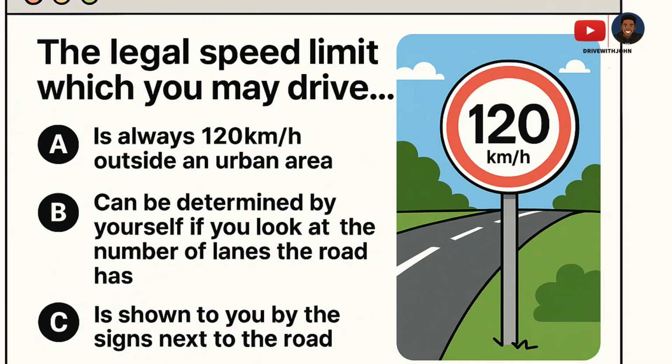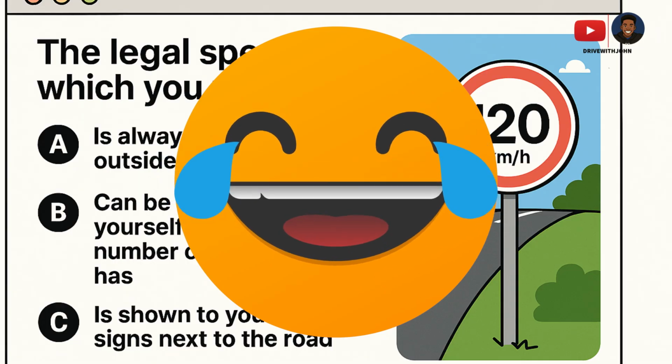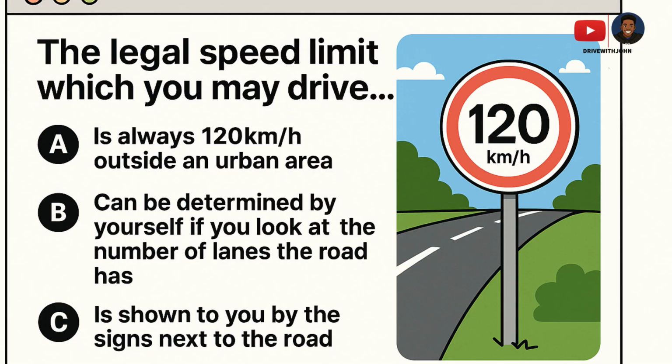Okay, let's go. Question number 10, the legal speed limit which you may drive. Okay, we spoke about this before in the previous question. Okay, is it option A, is always 120 kilometers an hour outside an urban area? Is it option B, can be determined by yourself if you look at the number of lanes the road has? Oh my word, shocking stuff. Okay, option C is shown to you by the signs next to the road. Okay, it's definitely not option B.